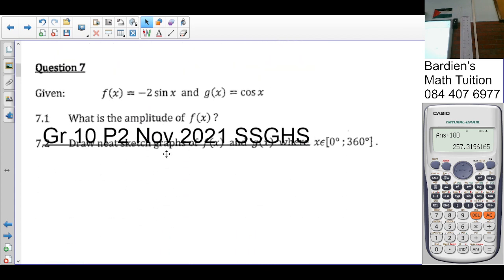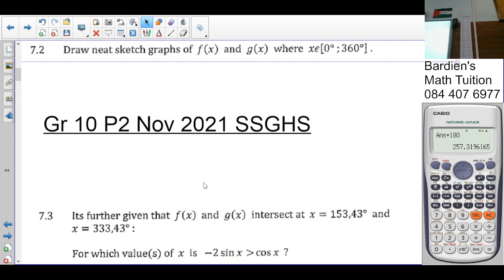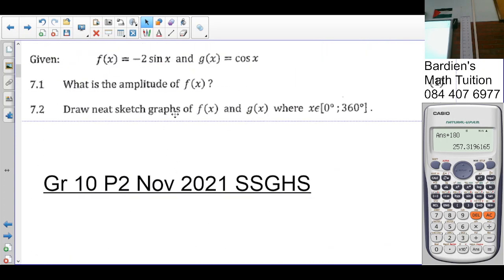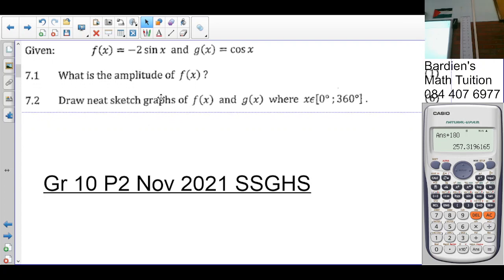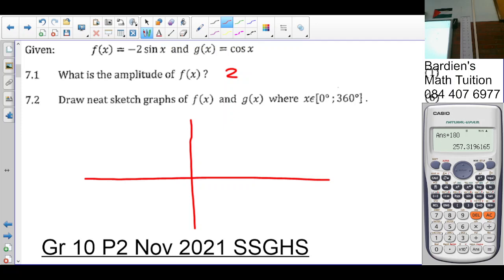Question 7. Here we are asked what is the amplitude of the f graph. What is the amplitude here of the f graph? 2. Remember, we're not going to consider the negative, so it's 2. Then draw a neat sketch of the f and g graphs from 0 to 360. I've given you the answer sheet, so you shouldn't have had a problem with your axes.